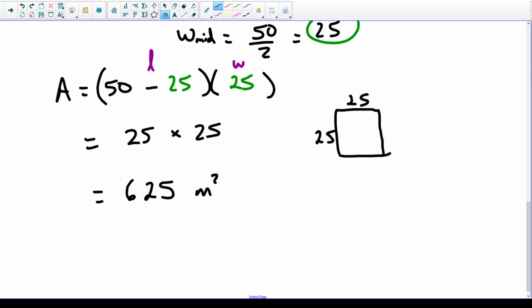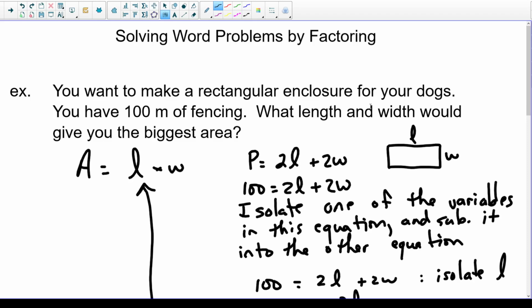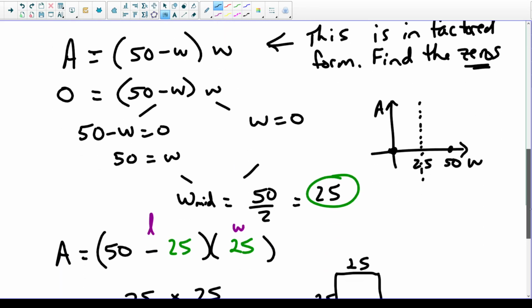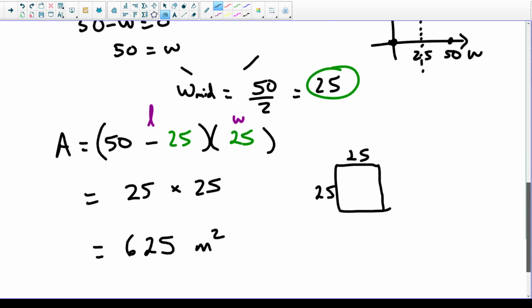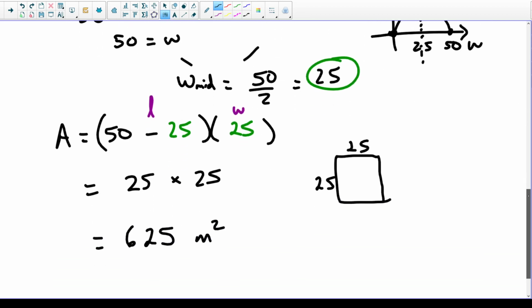So square meters. So let's just make sure we've answered the question. What length and width would give you the biggest area? Well, 25 and 25 would give us that biggest area. 625 is the maximum area. So if I plug that 625 where the vertex is supposed to go, there's the parabola that models how the area changes with the width. And that is our maximum area at 625.